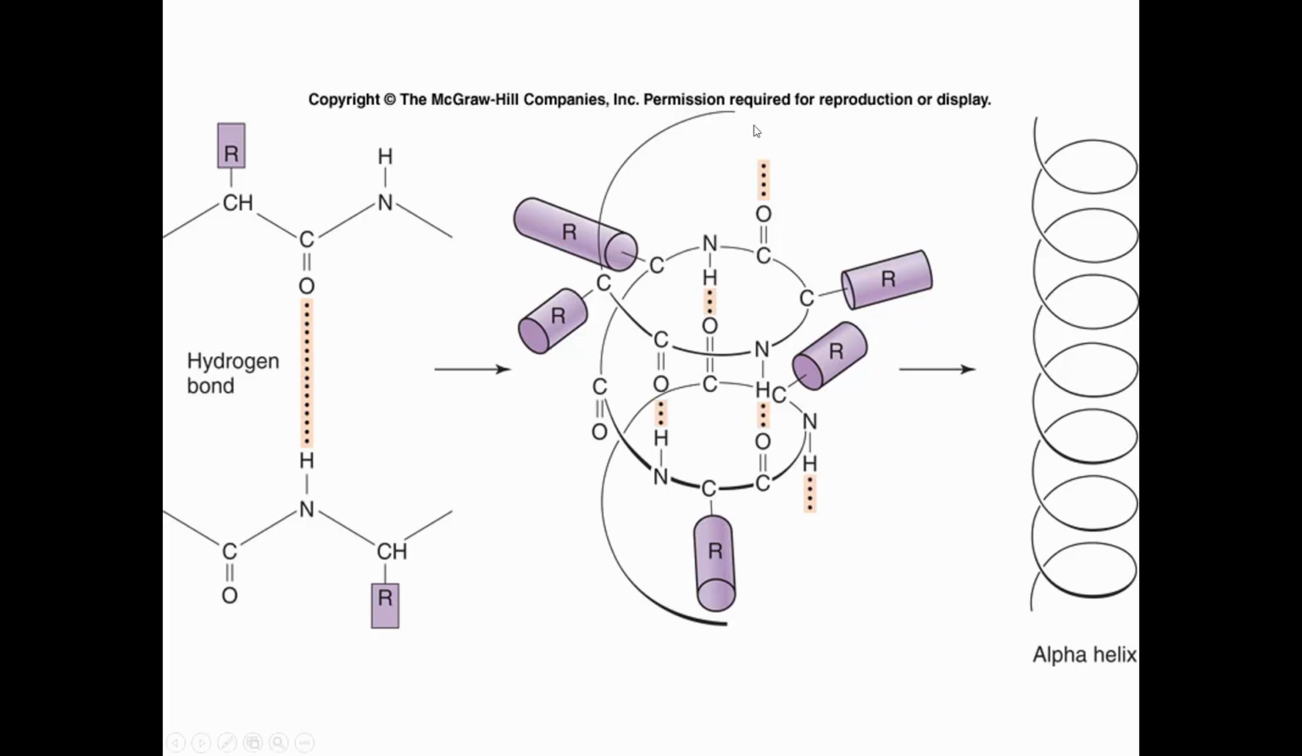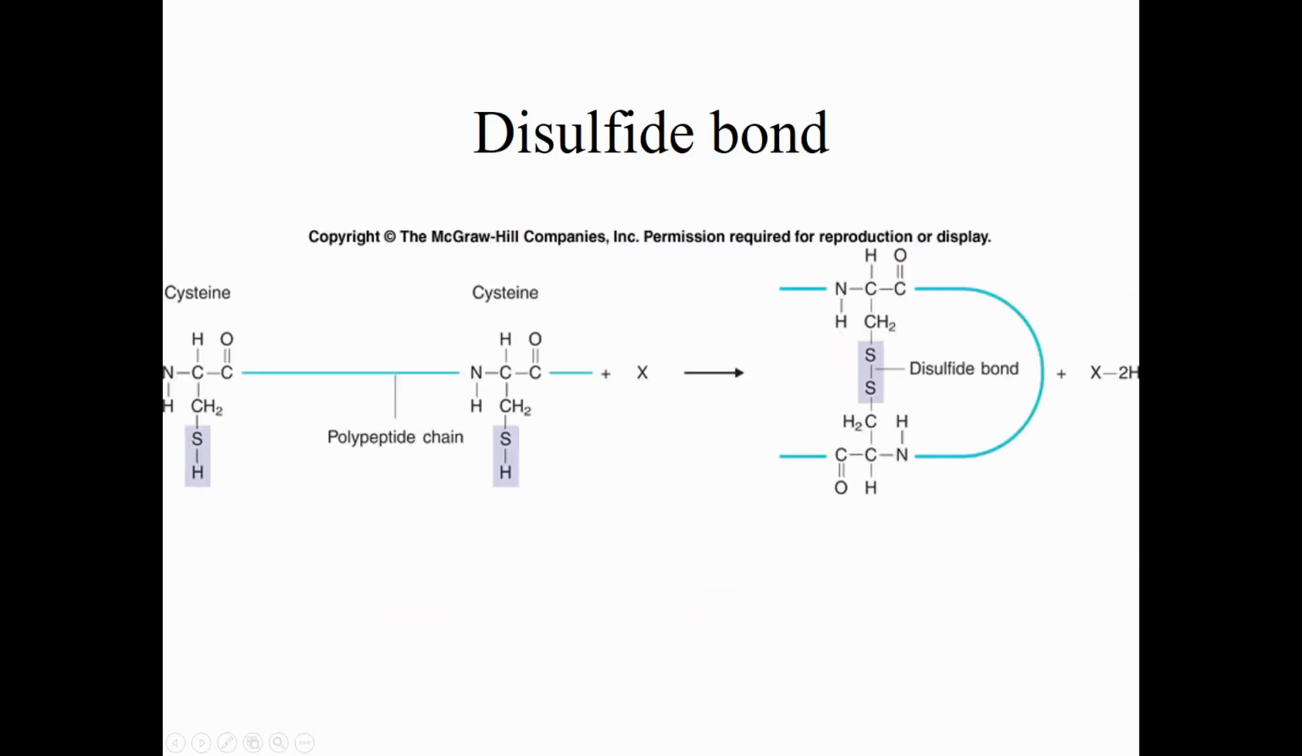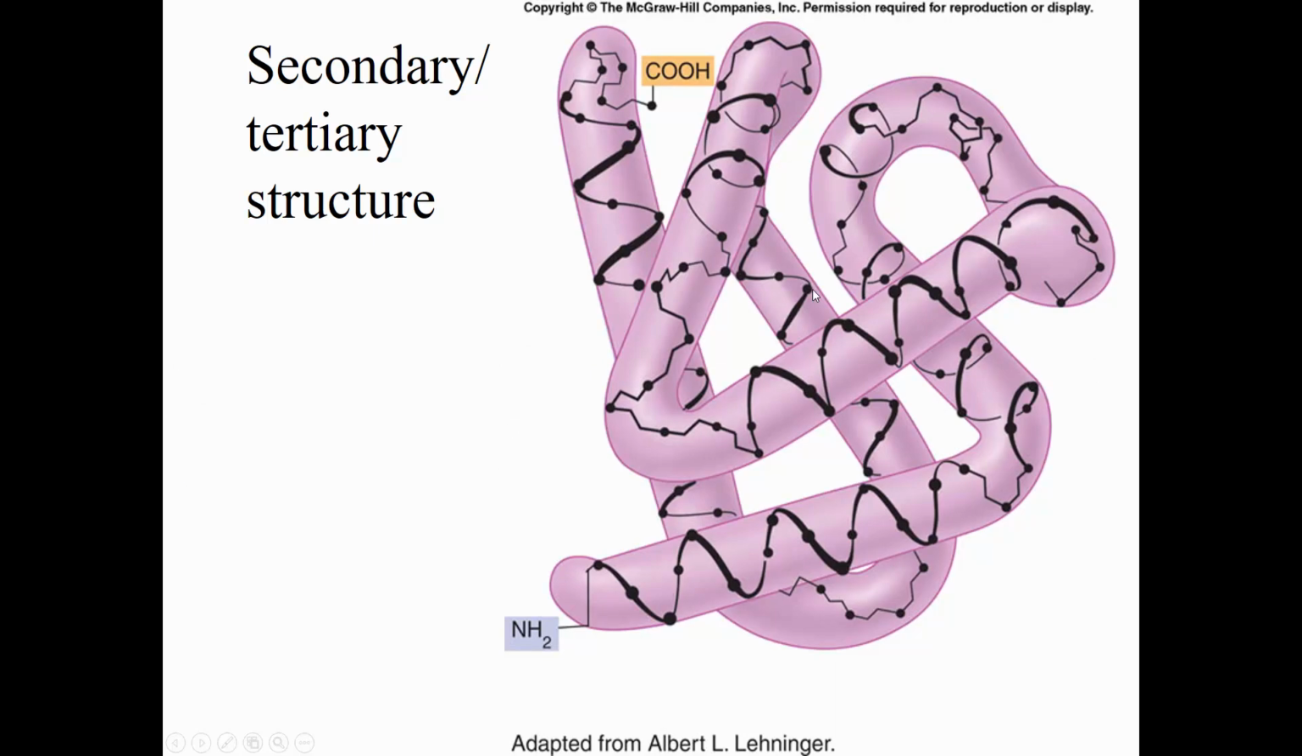So proteins can form hydrogen bonds, and then they form coils that are called alpha helices. They can also form zigzags we call beta plates. Here's how we form a disulfide bond. Then that puts a bend in the protein structure.